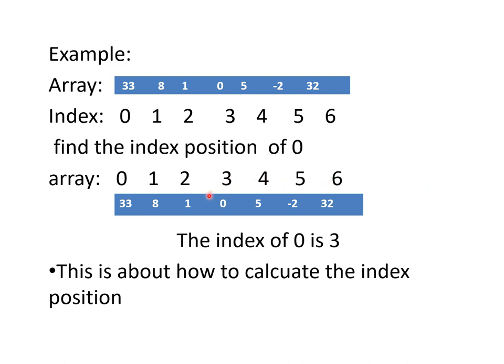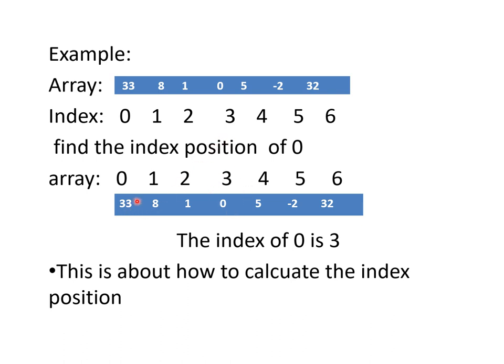An array index starts from 0 by default. Here we see an example of an array index. Find the index position of 0. The array is 33, 8, 1, 0, 5, -2, 32. The index of 33 is 0. The index starts from 0 and so on. The lowest address corresponds to the first element and the highest address corresponds to the last element. So the index position of 0 is 3.